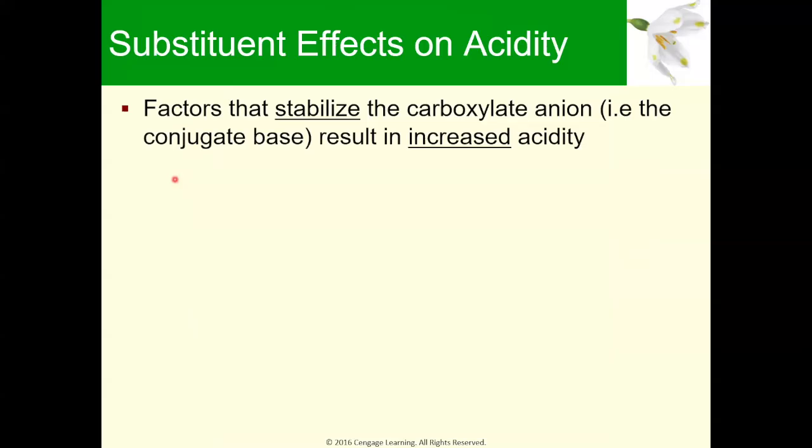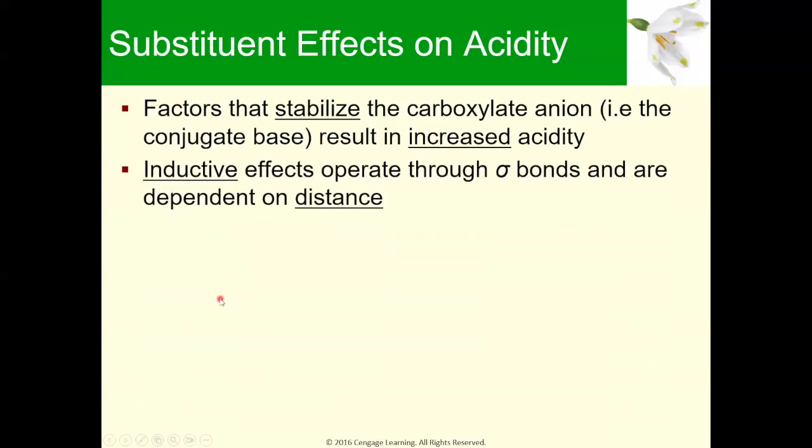Okay, so now we mentioned that carboxylic acids are acidic. So now let's talk about some things that could affect the acidity, how strong of an acid or how weak of an acid it's going to be. And it turns out that one factor is if the conjugate base, the carboxylate, is more stable, then it enhances its acidity. It increases its acidity. So factors that stabilize the carboxylate anion, also known as the conjugate base, result in increased acidity.